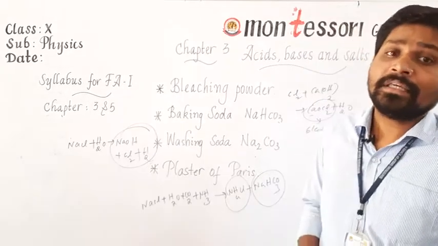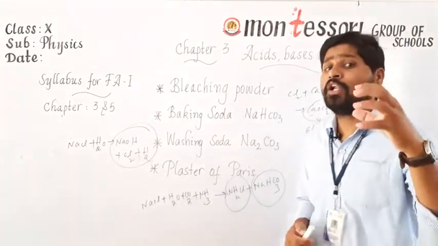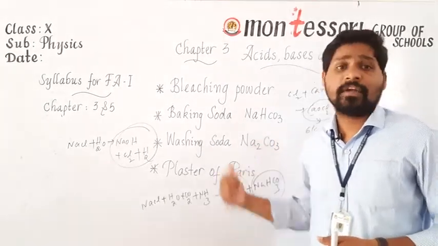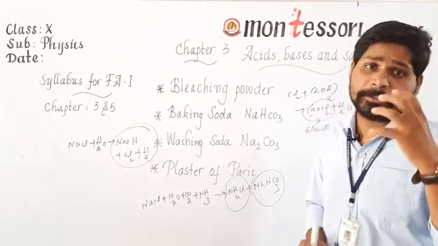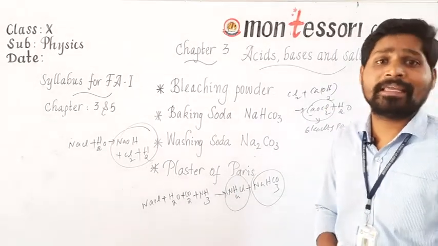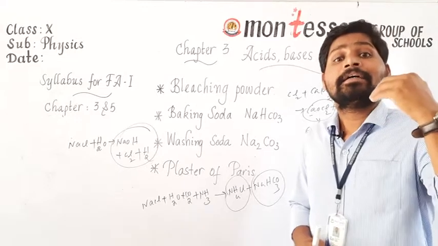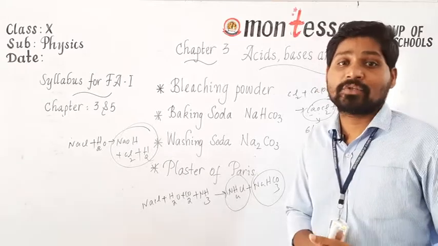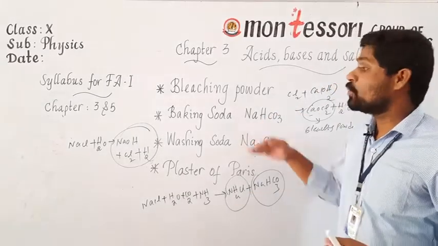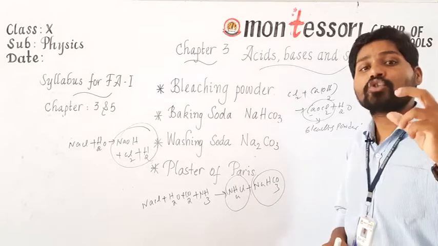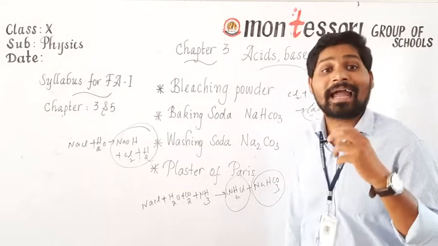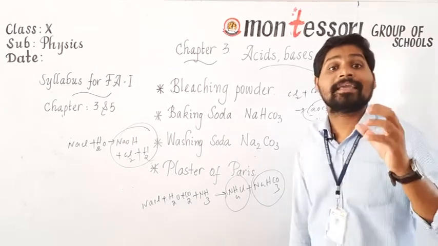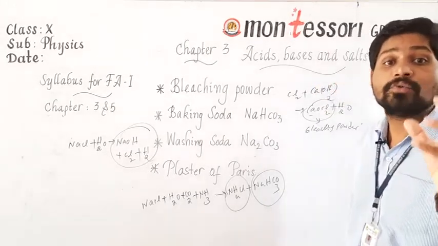Now tell me, can you find the pH value of sodium hydrogen carbonate? Yes, definitely. Whenever you test with pH paper, we get the pH value of this baking soda is more than 7. So definitely this baking soda is a basic salt. Why? Because it acts as a mild non-corrosive base.